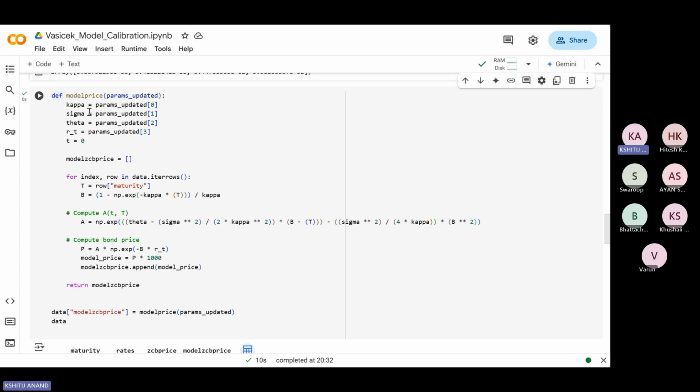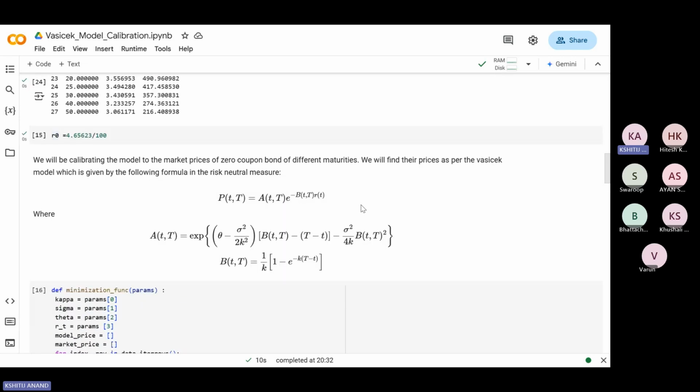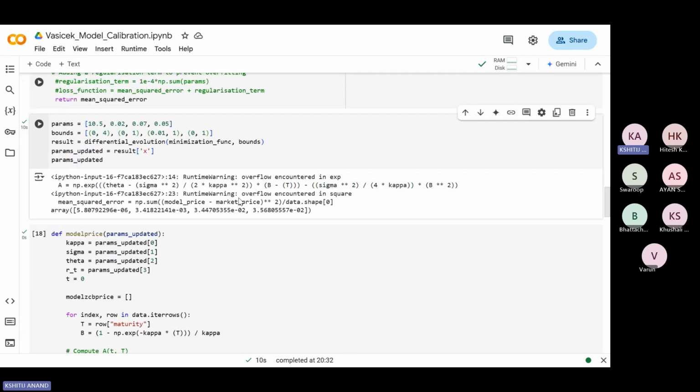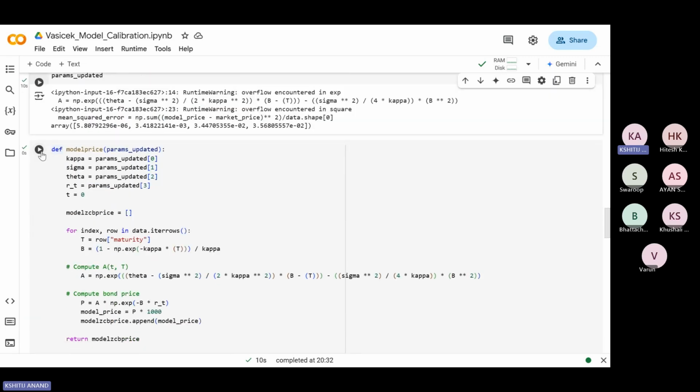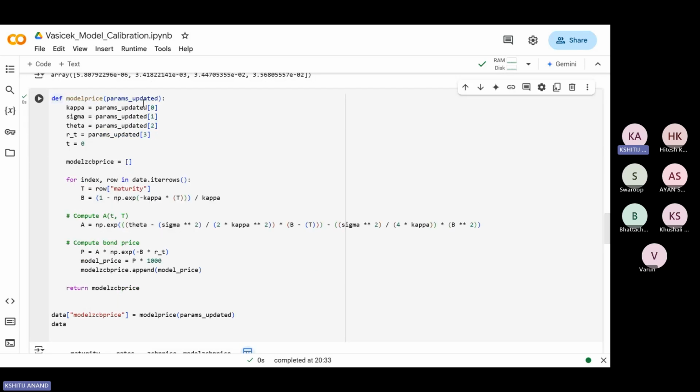Now you have the parameter values kappa, sigma, theta, and r naught. You have calibrated these to the market prices, so the parameters are market calibrated. Now you can put these market calibrated parameters in again and find out the zero coupon bond prices according to the calibrated parameters. Here I have passed the updated parameters to find out the model prices of those zero coupon bonds.